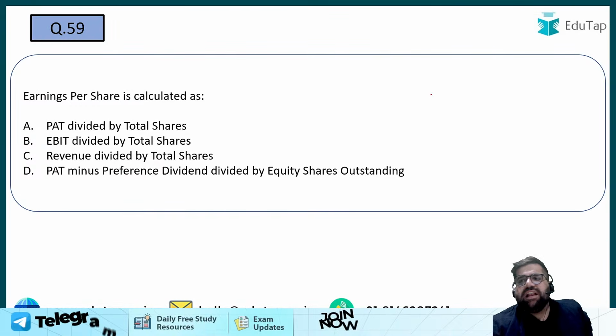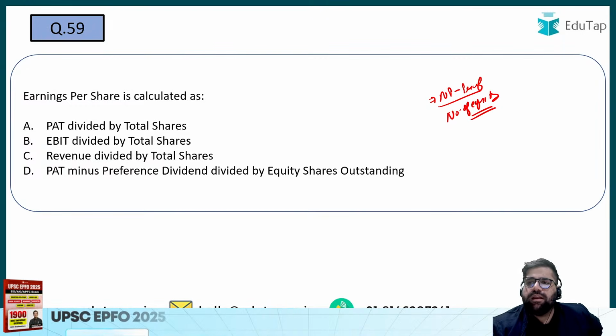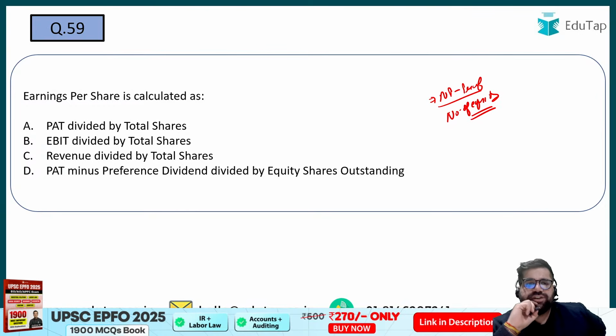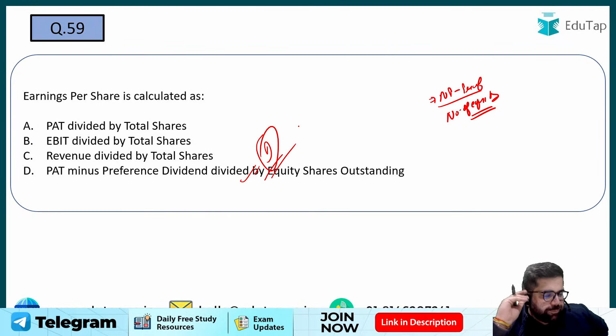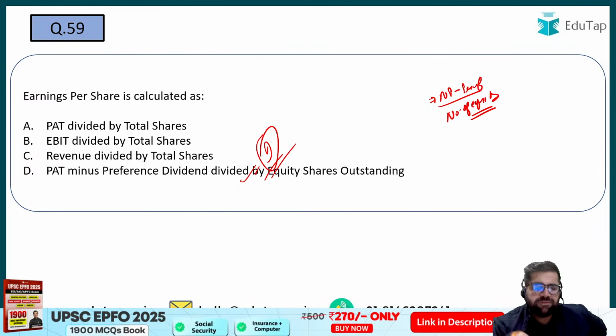Earning per share is calculated as net profit minus preference dividend divided by the number of equity shares currently outstanding. Right? So my correct answer will be option number A तो नहीं होगा, B भी नहीं होगा, C भी नहीं होगा. It will be option number D. Do you copy all of you? PAT divided by number of shares. Yes, PAT minus preference dividend होगा. Yes, so answer will be option number D.